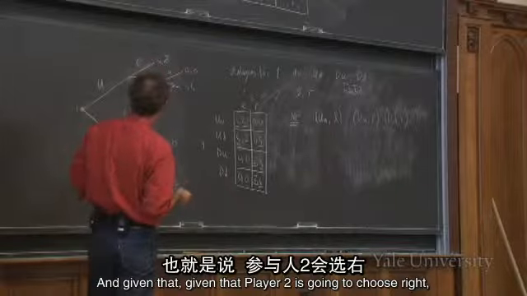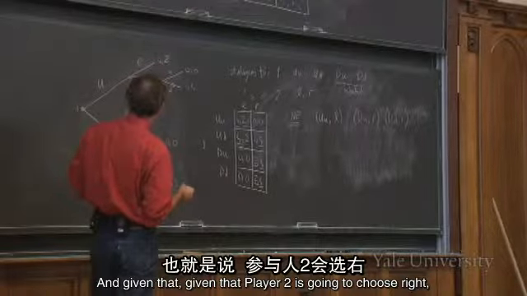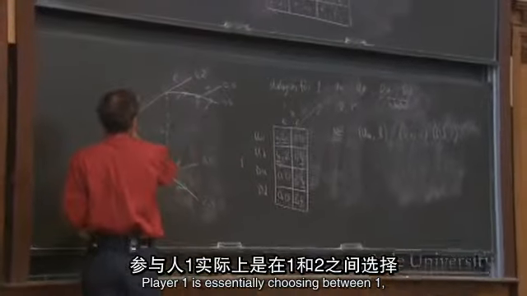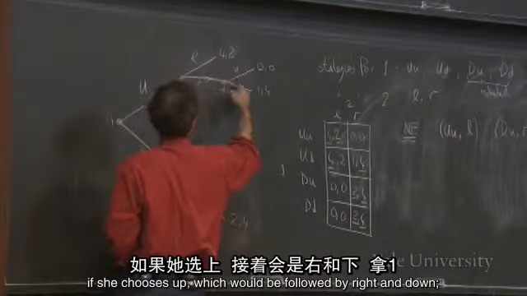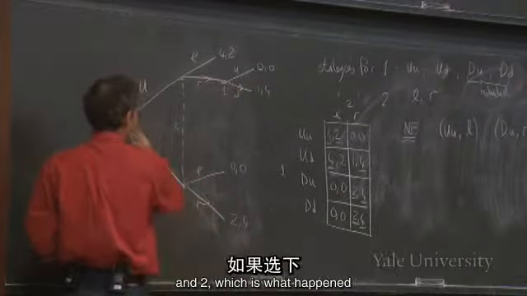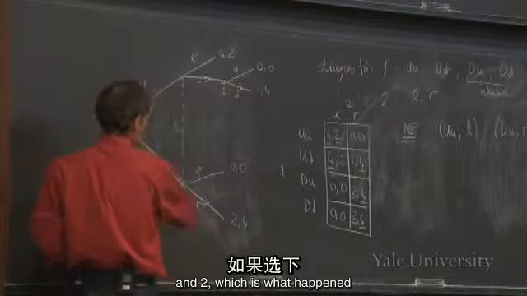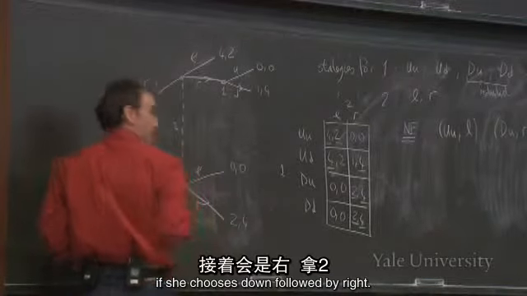And given that player two is going to choose right, player one is essentially choosing between 1, if she chooses up, which would be followed by right, and 2, which is what happens if she chooses down, followed by right.